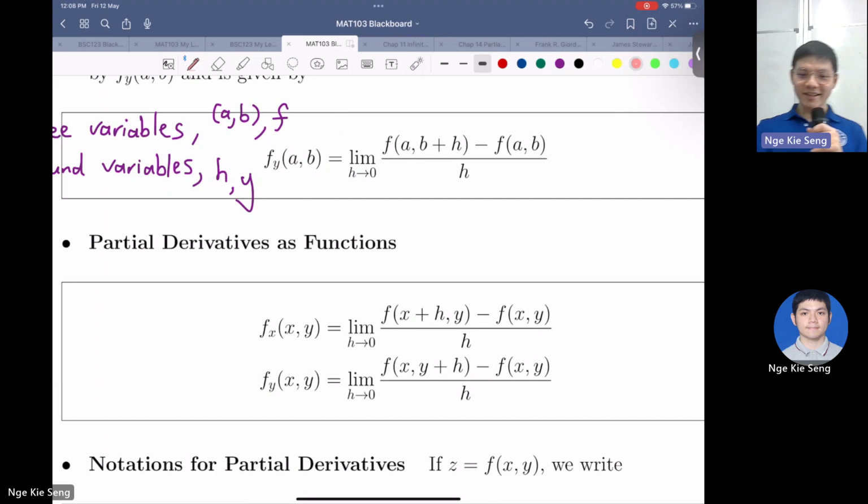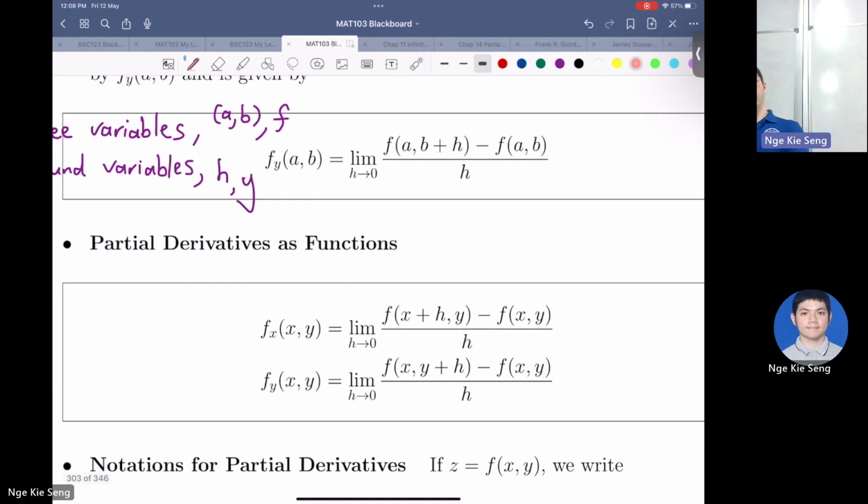Why do I do all this troublesome stuff? Because next we can see the partial derivative as a function. So instead of looking at a particular point, we want to understand this partial derivative as a function. You look at all the points and see how it changes. So these x, y are bound now. They are bound variables now, not free variables anymore. Make sense?